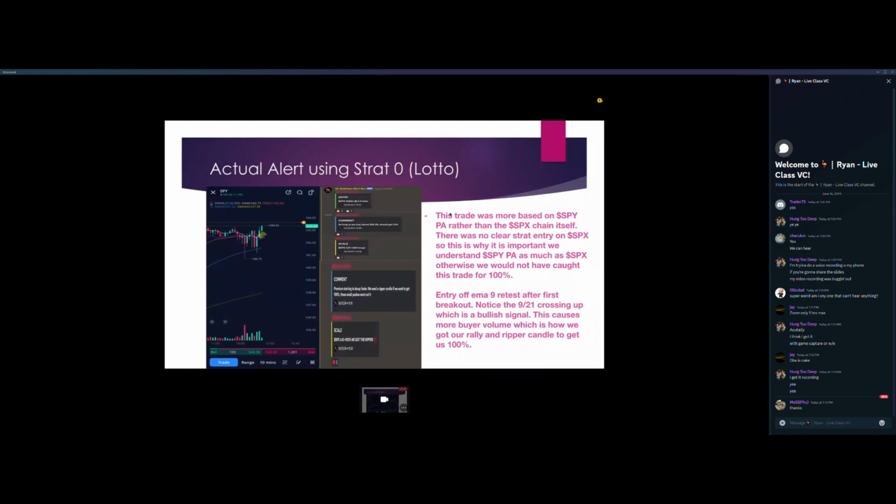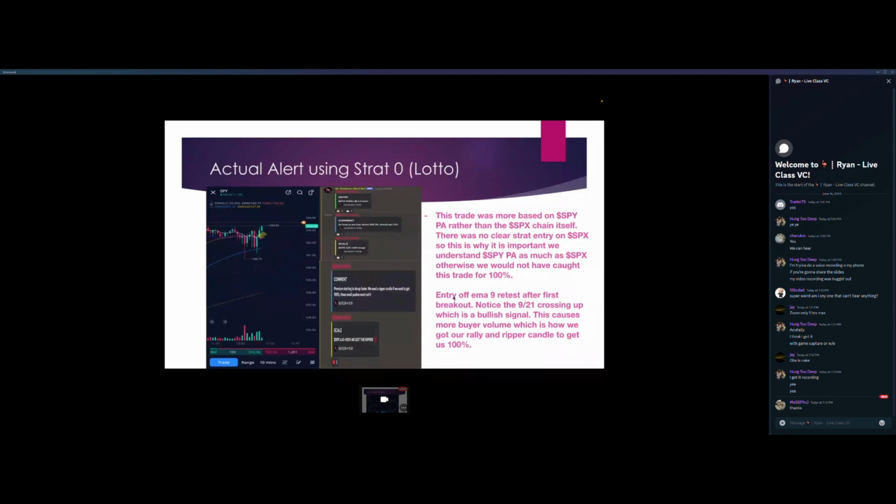Usually when I do a lotto, it's because it's just on SPY or just on XPX. Both don't correlate, but this is why it's good to understand SPY price action. There was no clear strat entry on XPX. That's probably why I didn't include a picture of XPX. This is why it is important we understand SPY price action as much as XPX. Otherwise, we would have not caught this trade for 100%.